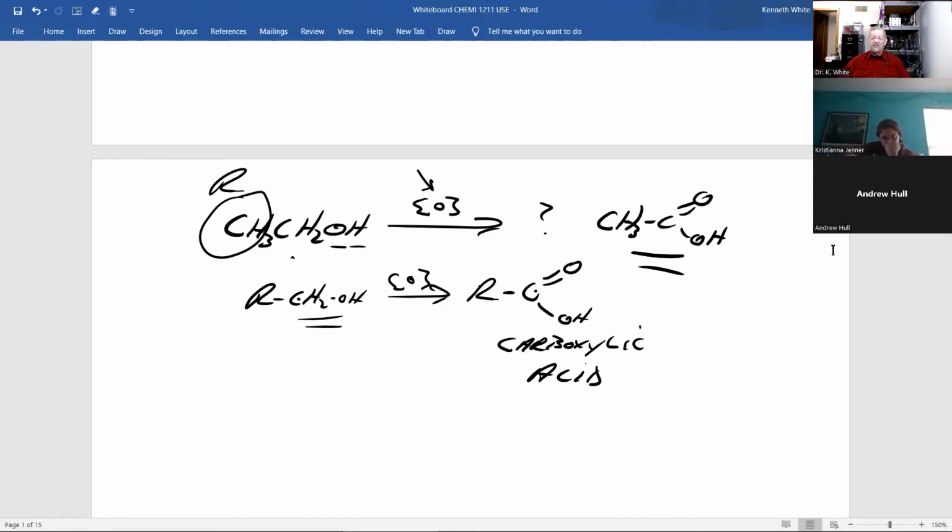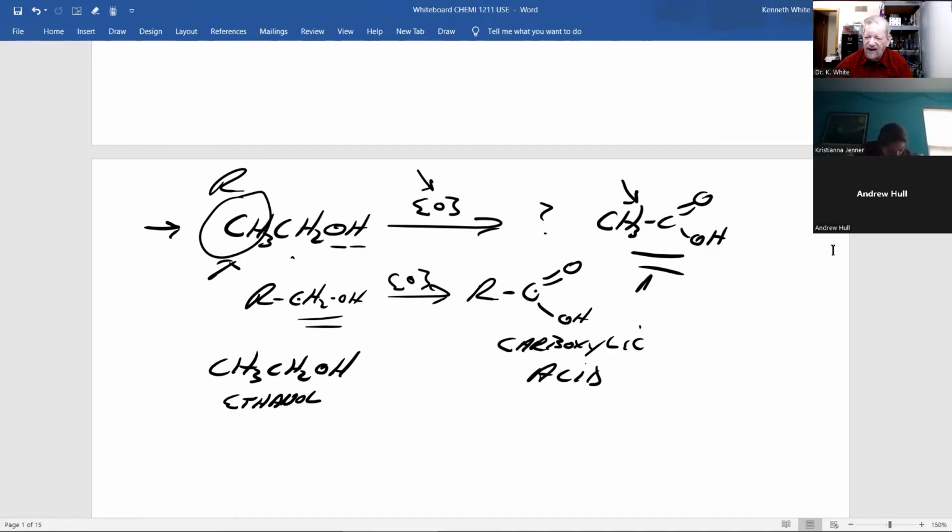If you give up, give me a thumbs up. All right, I think you all gave up. All right, what is this molecule? CH3CH2OH. It's ethanol. And one ramification of this reaction, if you oxidize ethanol, you'll get this carboxylic acid. And what is that? The common name is acetic acid.